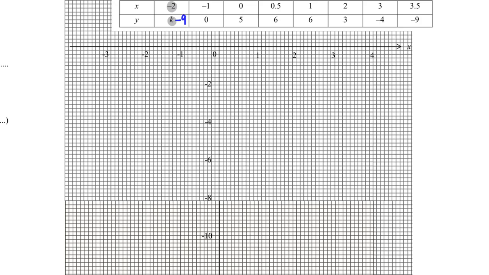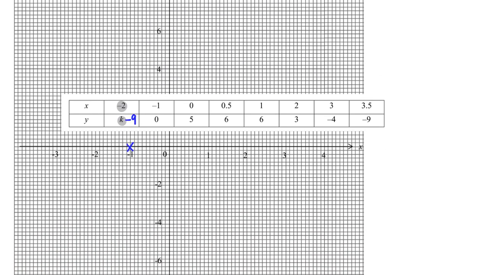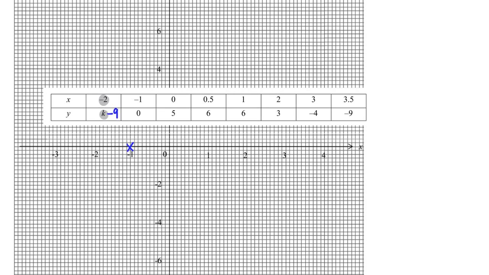Alright, let's start plotting the point where we have -2 and -9, which is somewhere here. -2 in between -8 and 10. 1 and -1 and 0. And let's continue. So I will have 0 and 5. X is 0, y is 5.